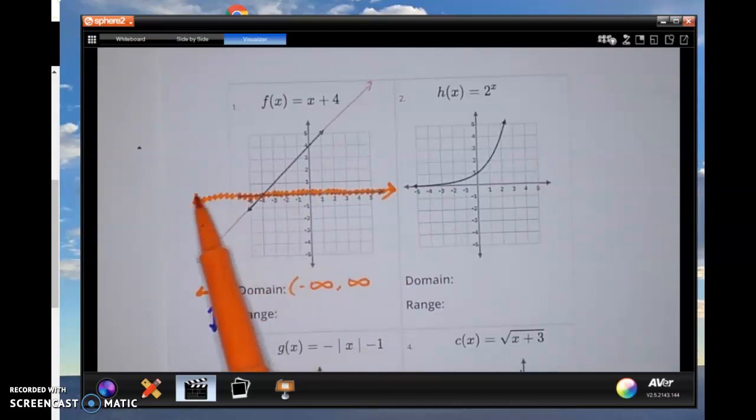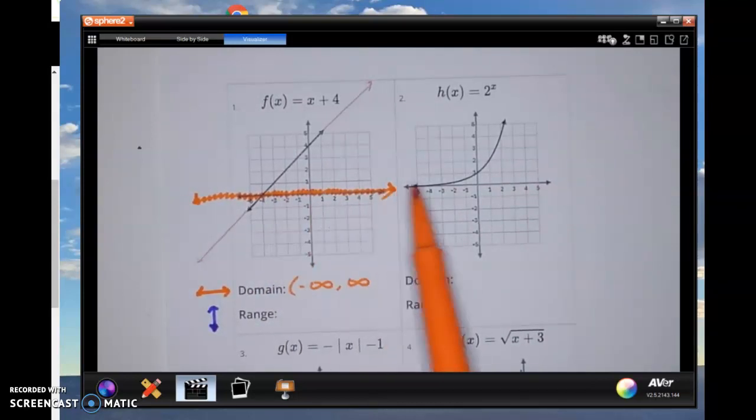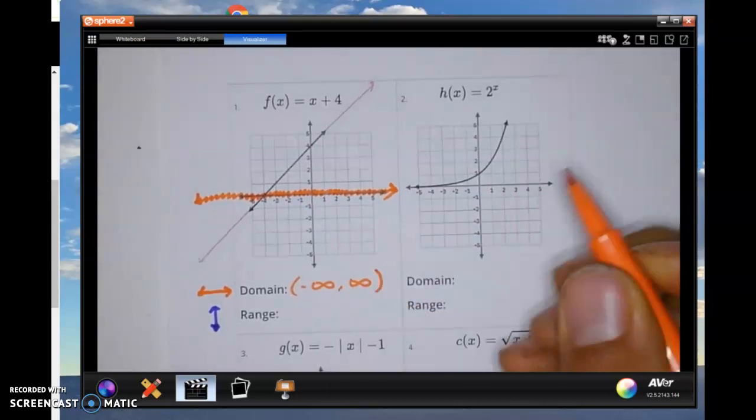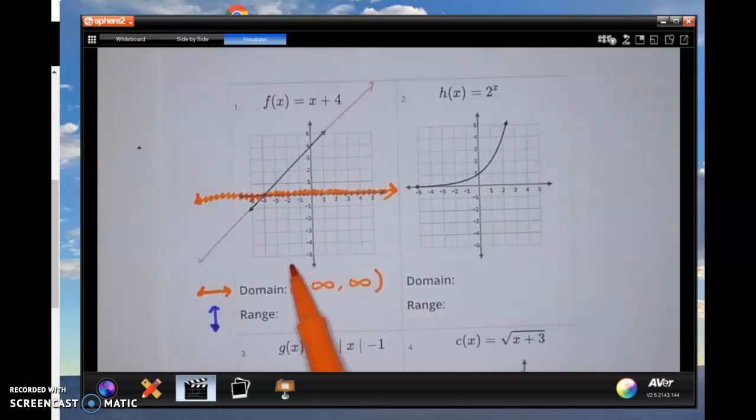The furthest left we can go is negative infinity. The furthest right that we can go is infinity. And remember, for infinity, we always use the parentheses.